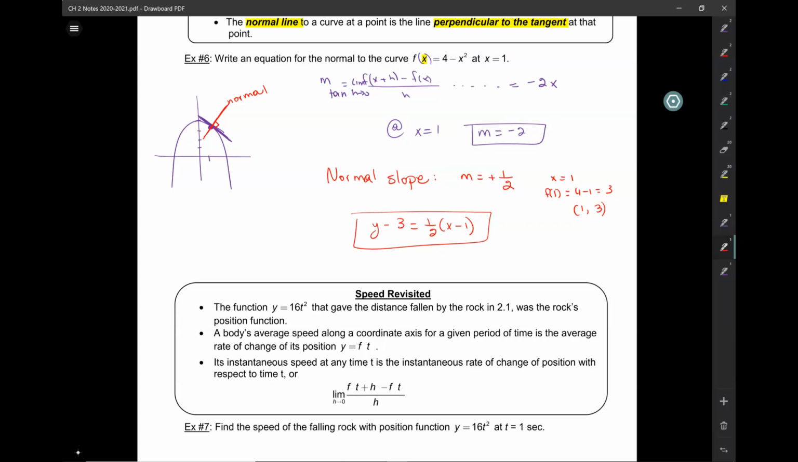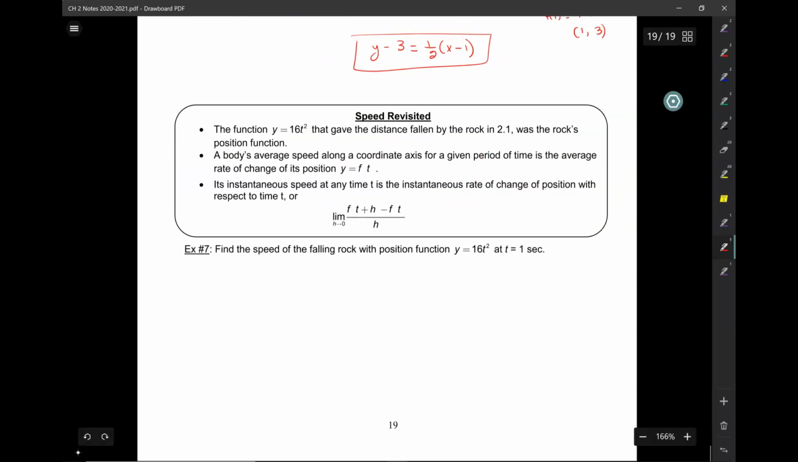Last but not least, we have speed. And again, this was on the last test even, and I think everybody did well on that one. So I'm not really going through it in detail, just reminding you that again here we need to apply the same formula.